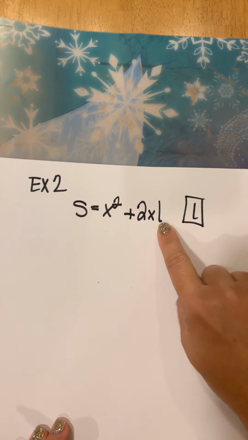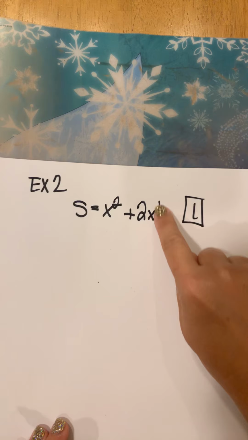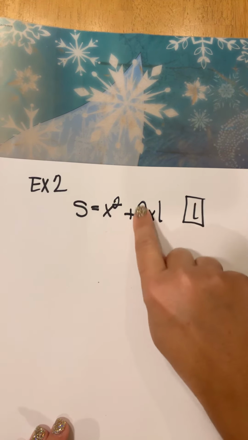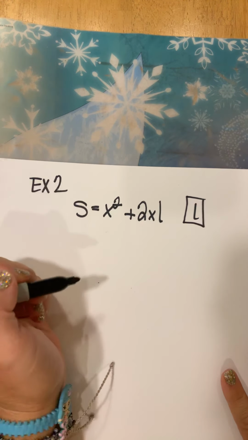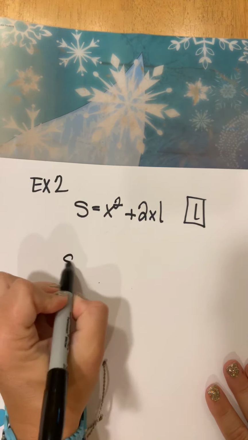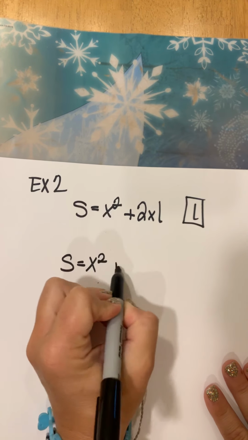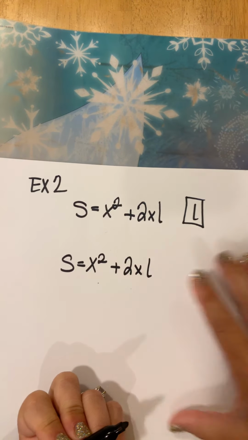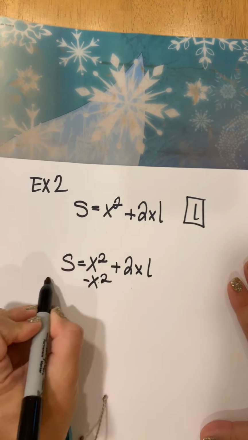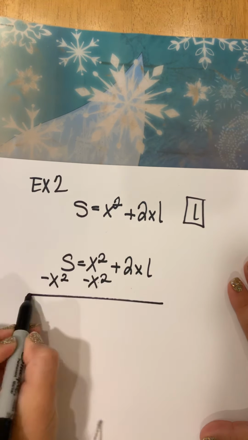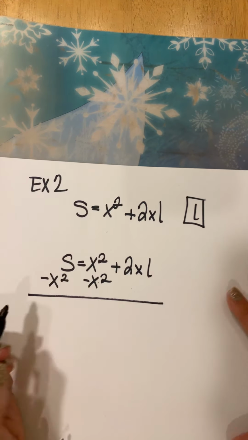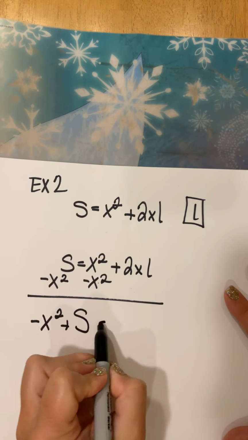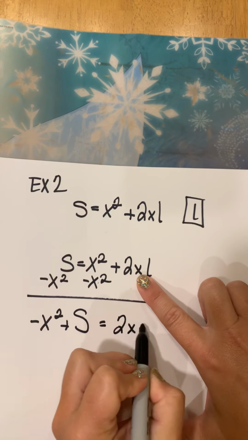So again, you want to remember that I have to get that by itself. I want to isolate that particular variable. So everything else here has to go away from it. So let's go ahead and rewrite S equals x squared plus 2xl. First thing I'm going to do is move this guy. So I'm going to subtract x squared from both sides. You put your term with the higher exponent first. So negative x squared plus capital S equals, and then I have 2xl.